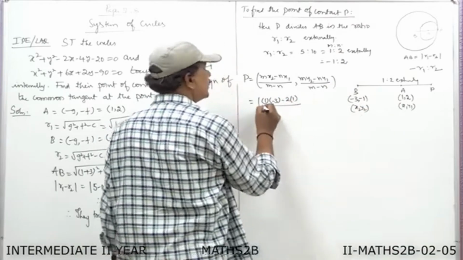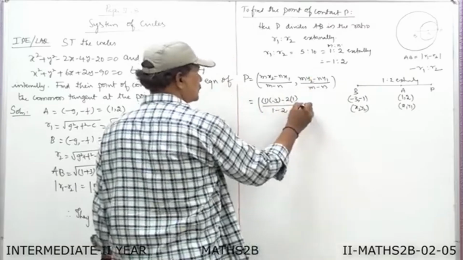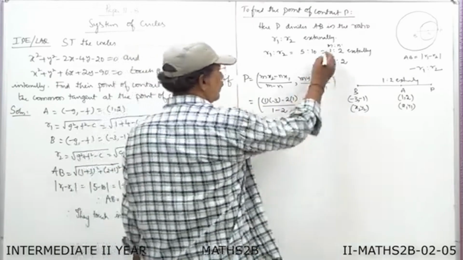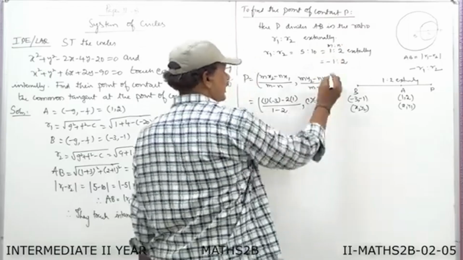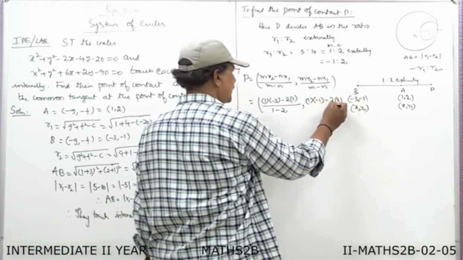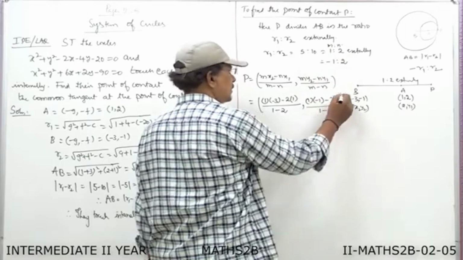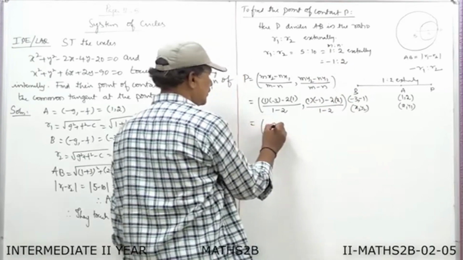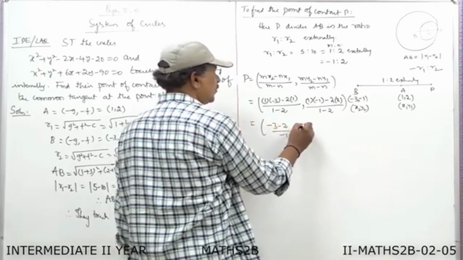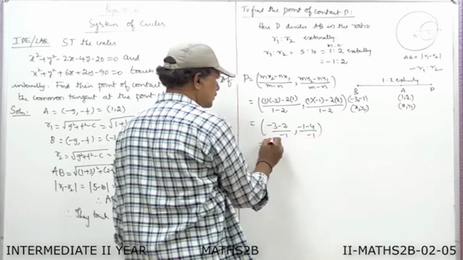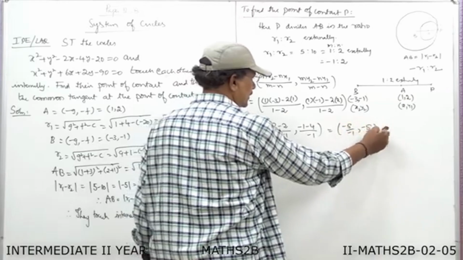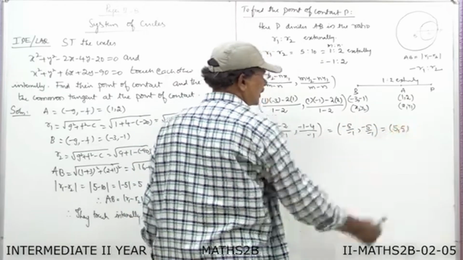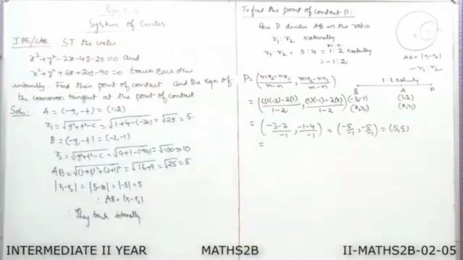M is 1 and x2 is minus 3, minus n which is 2 into x1, x1 is 1, divided by m minus n, 1 minus 2. Then m y2, 1 into y2 which is minus 1, minus n y1, n is 2 into y1 which is 2, divided by m minus n, 1 minus 2. Therefore, minus 3 minus 2 by minus 1, minus 1 minus 4 by minus 1, which is equal to minus 5 by minus 1, minus 5 by minus 1, that is 5, 5. So, this is the point of contact.